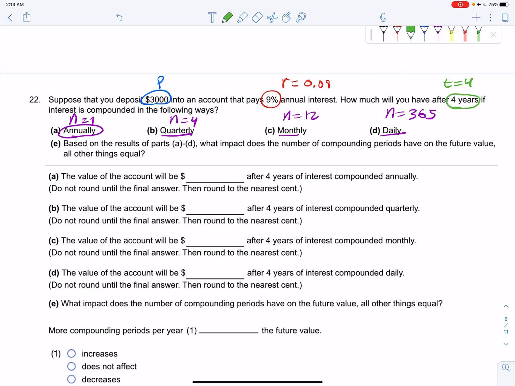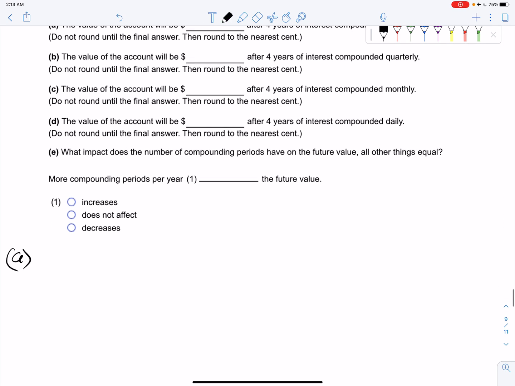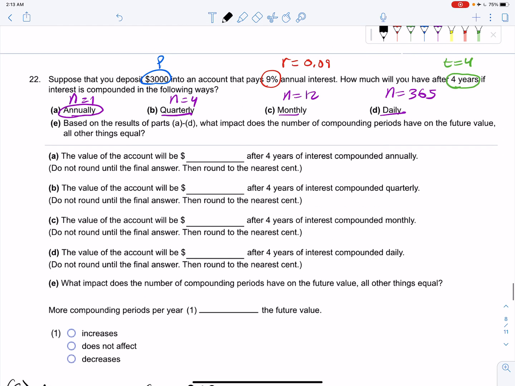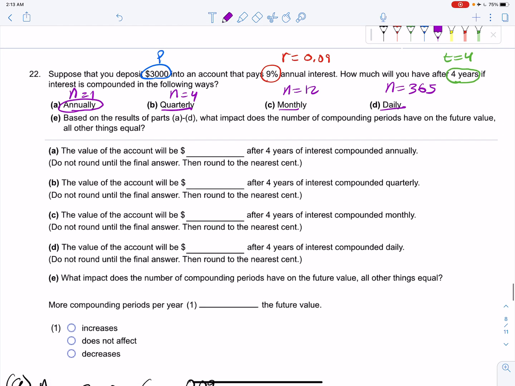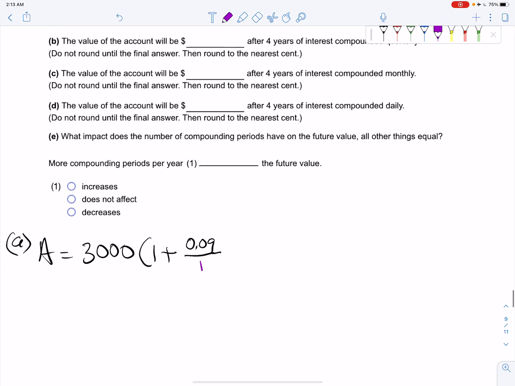So now let's go into our mode here of trying to solve this. A equals, well, the principal once again is $3,000. It's 1 plus, what's the interest rate? Same thing as last, 0.09. And then on the very first one for A, remember we said compounding annually. So 1, raised to the 1 times, and then what's our time?